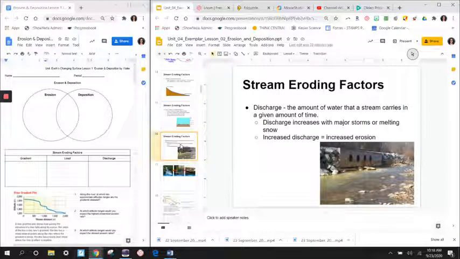And then the last one we have is discharge, the amount of water that a stream carries at a given amount of time. Discharge increases when we have large storms or melting snow. So this is just the amount of flowing water in the stream or river. And so if there's more water, that means more discharge. If there's less water, that's less discharge. The more discharge, the more erosion. And you're going to put that over here where it says discharge.